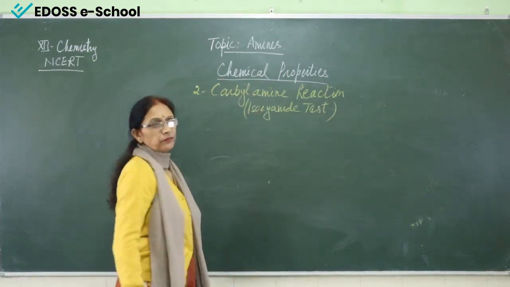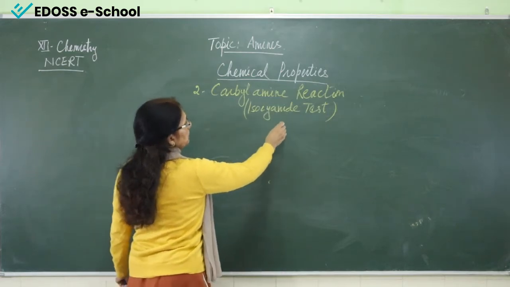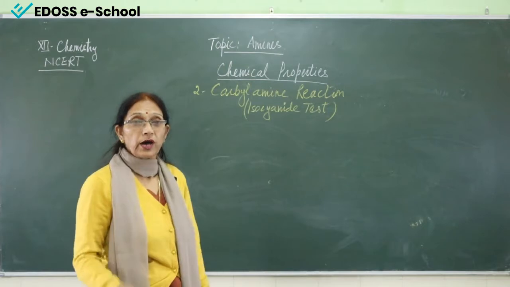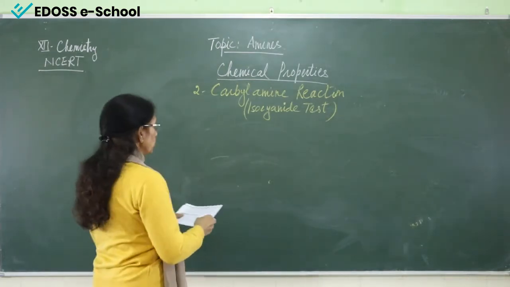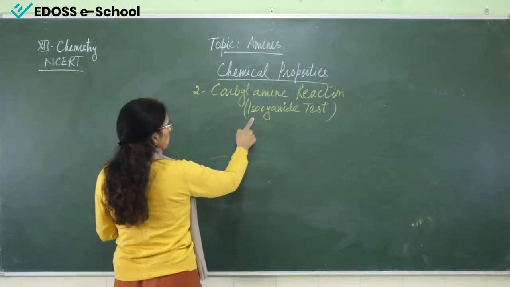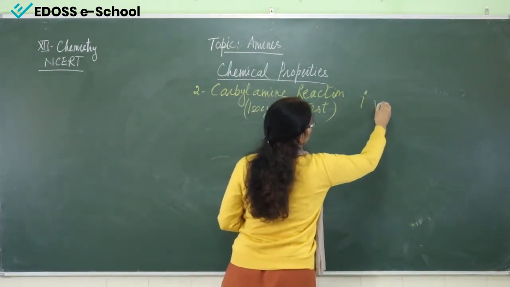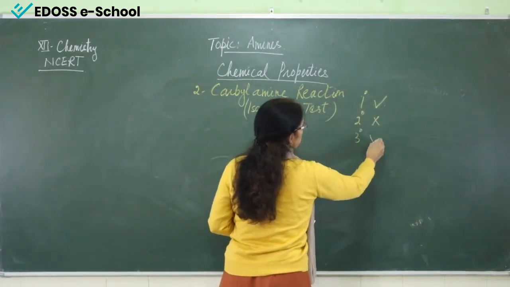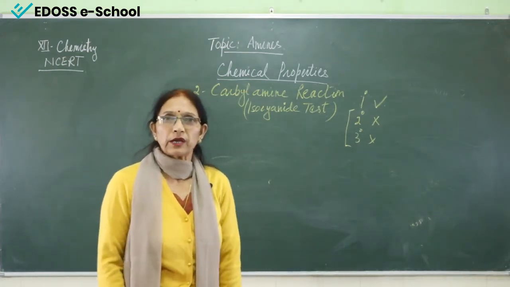Because it gives a very irritating smell. So the isocyanide test is also known as the carbylamine reaction, and this is to identify primary amine from secondary and tertiary amine. So what happens? Remember, only primary amines give this reaction. Secondary and tertiary do not give this reaction, remember it. So we can easily identify primary amine from secondary and tertiary.